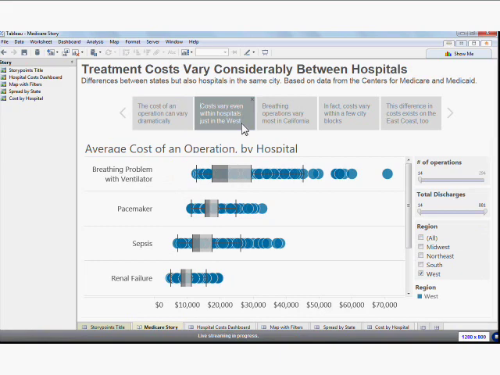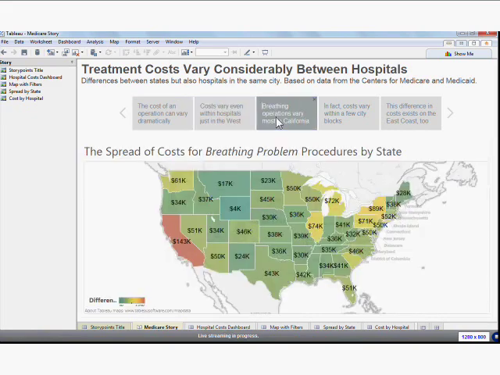Or maybe I can look at a different way of looking at this. For example, looking at a map and looking at variations per state. What you're seeing here is the color represents the difference between the lowest and the highest cost, again, for the breathing problem within each state. And you can see that there's a clear outlier here, which is California. You can also see some of the states having more or less differences within the state.